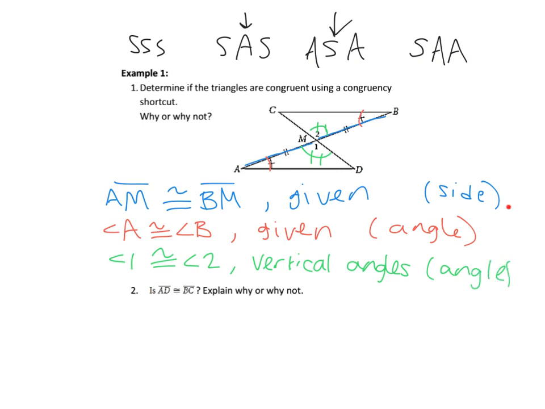Alright, so we have a side and 2 angles. So it is one of these 2 congruency shortcuts. And if we look, I have angle, side, angle. This side is sandwiched between the angles, so we have angle, side, angle. So I would say yes, these triangles are congruent because of angle, side, angle.